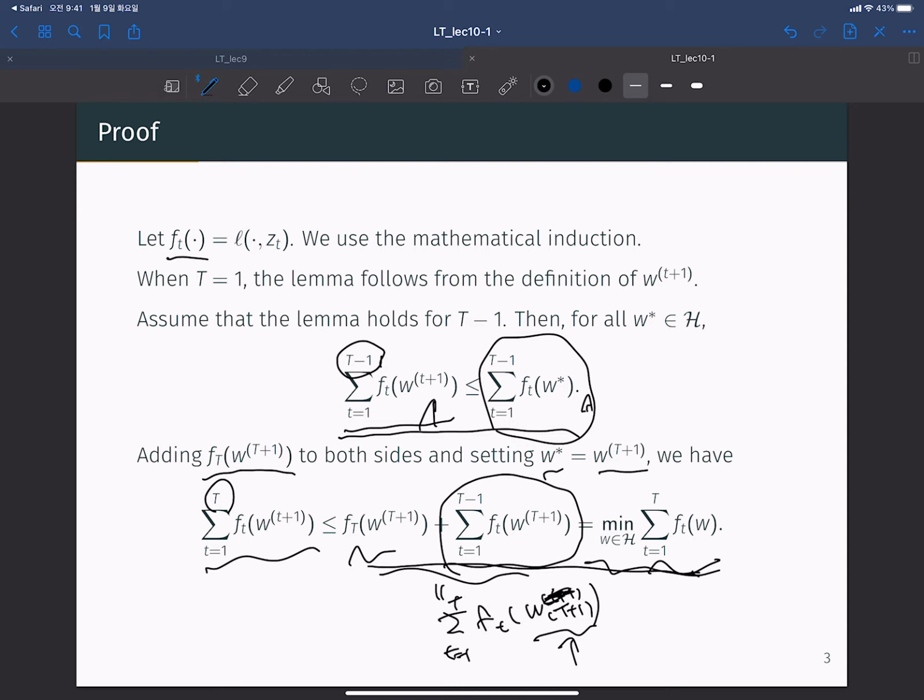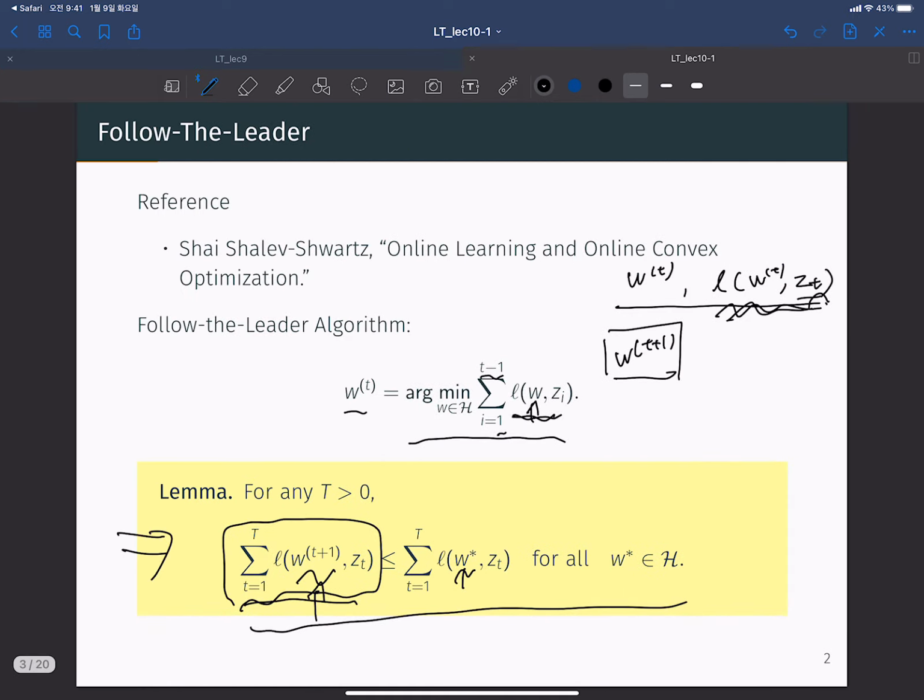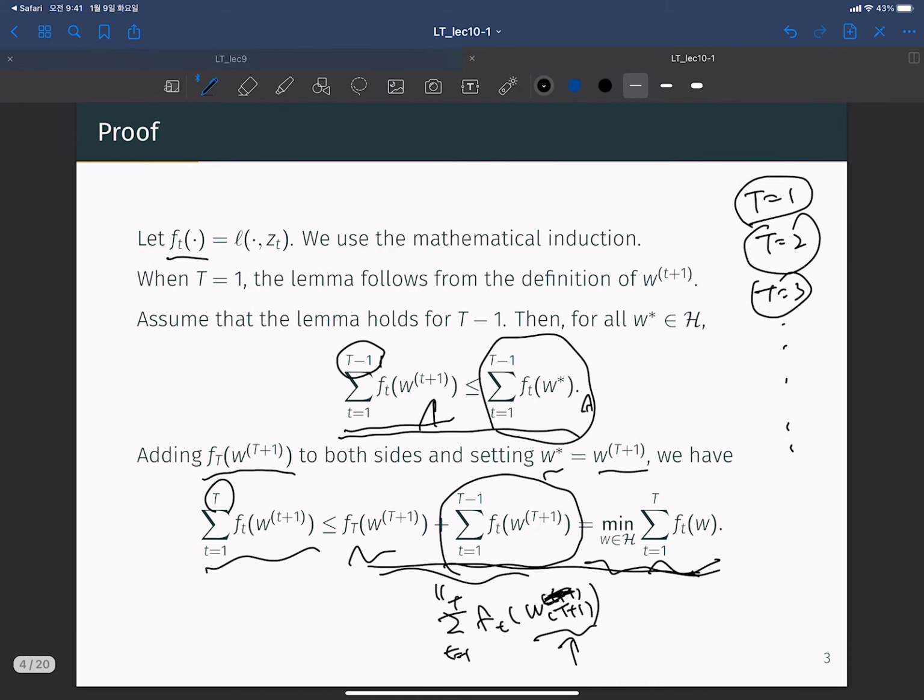So from mathematical induction, when t is 1, this is true. t is 2, true, because t equal to 1 is true from the definition. Since t equal to 2 is true, t equal to 3 is also true, and so on. The mathematical induction tells us that for all capital T, we have this. It looks trivial, but rigorously it also holds with the following proof. Okay.